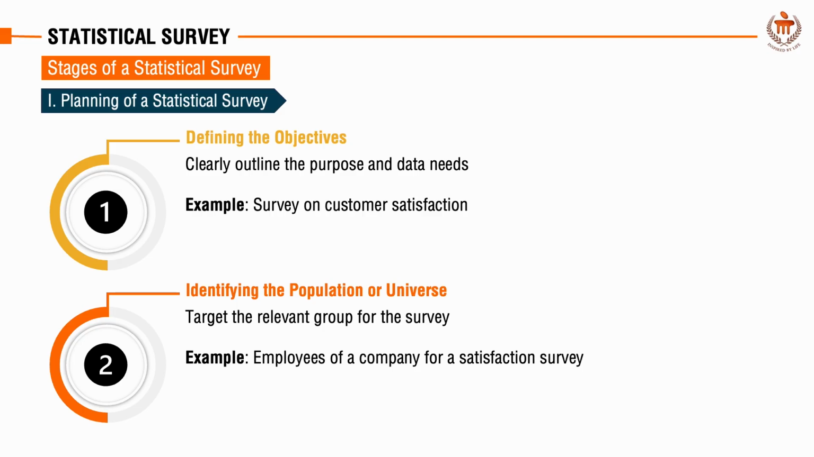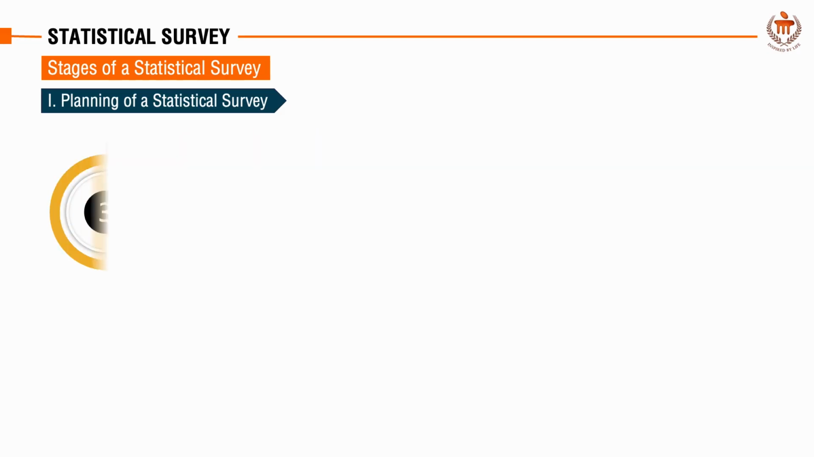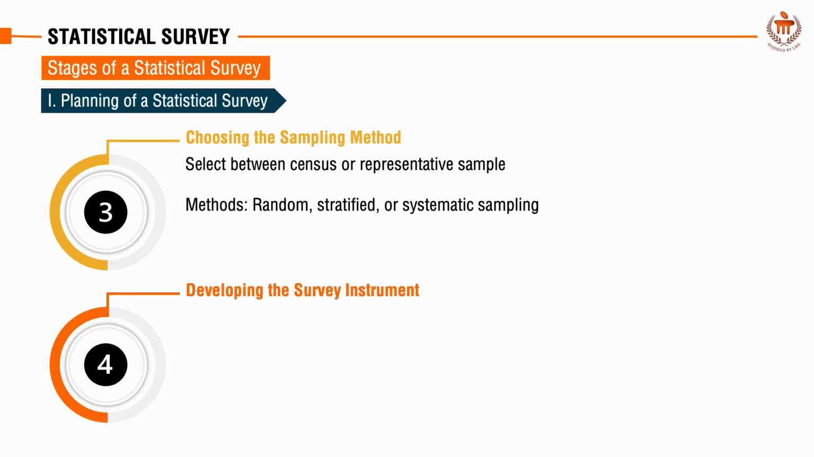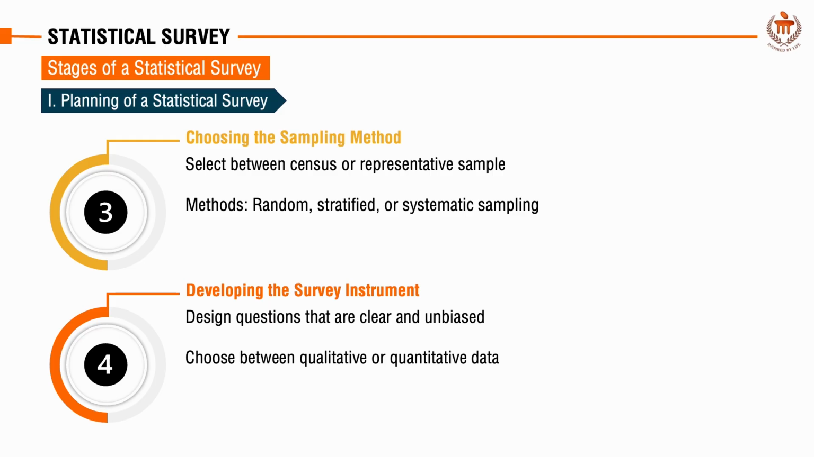The next stage is the planning of a statistical survey, where the process involves choosing an appropriate sampling method. The researcher can opt for a census, which involves studying the entire population, or a representative sample, which captures a smaller yet statistically valid portion of the population. Developing the survey instruments is about designing questions that are clear and unbiased, and we have to choose between qualitative and quantitative data.